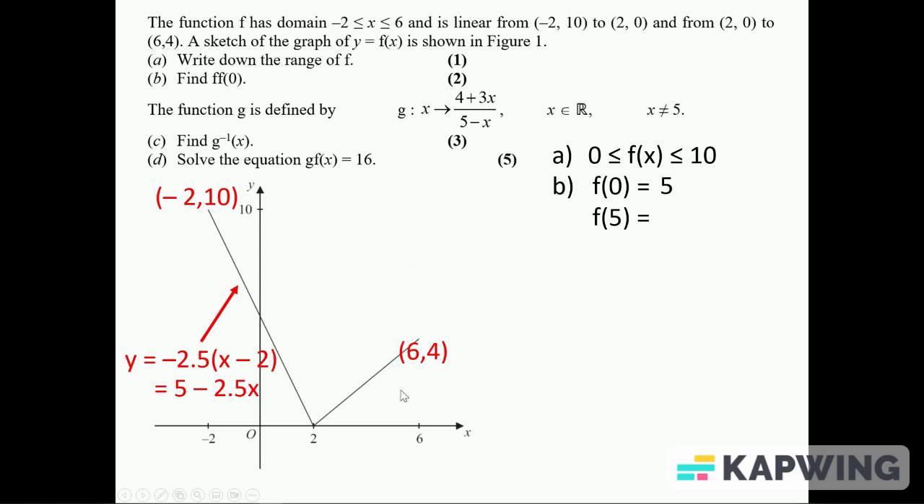I want to find out what the f value is just here. So if I get the equation of this line, this one's got a gradient of 1 because it goes across 4 and up 4 there, and it goes through x is 2, y is 0. So that's the equation of the line, y equals x minus 2, really. So put 5 in and you get 3.